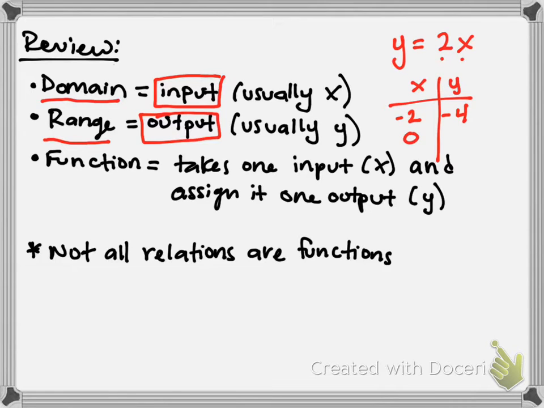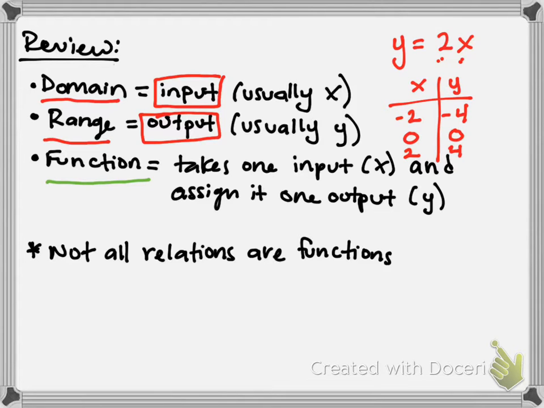If I chose 0 for my input, 2 times 0 is 0. So my output would be 0. If I chose +2 for my input, 2 times 2 is +4. So my output would be +4. All right, today's lesson centers on functions. So a function takes one input, which is usually x, and assigns it to one output, which is usually y.